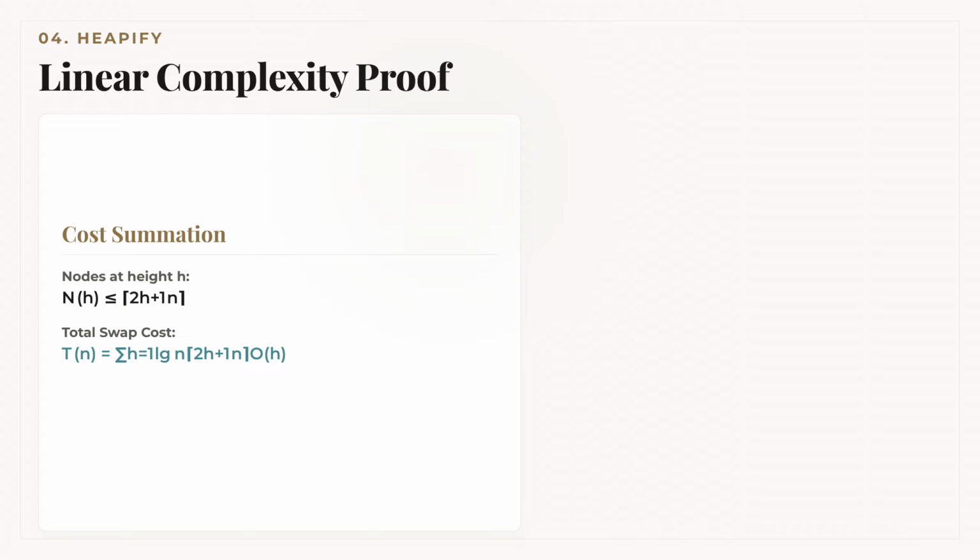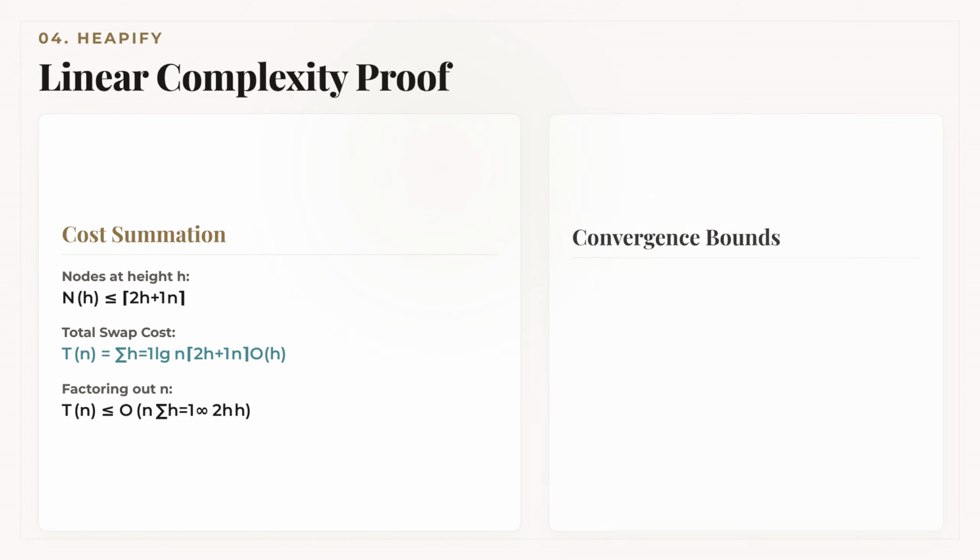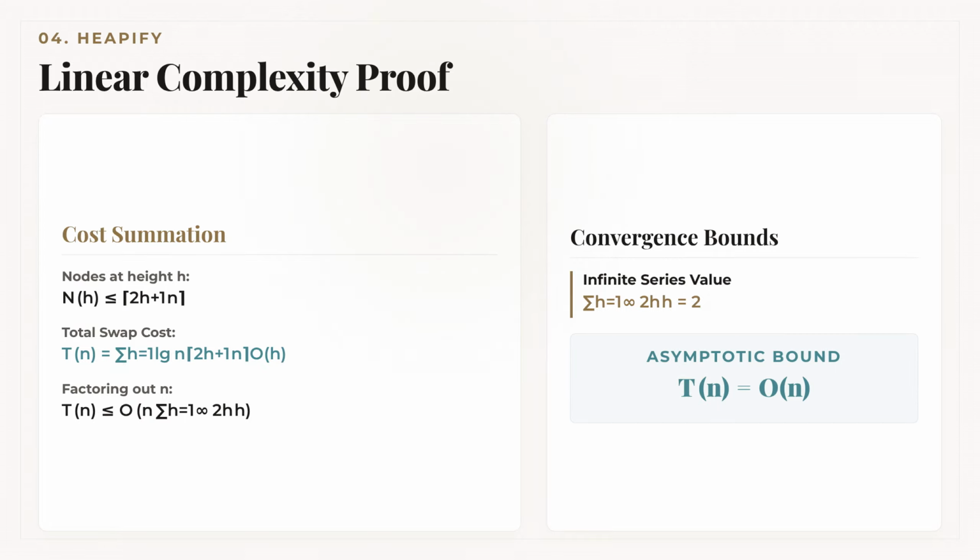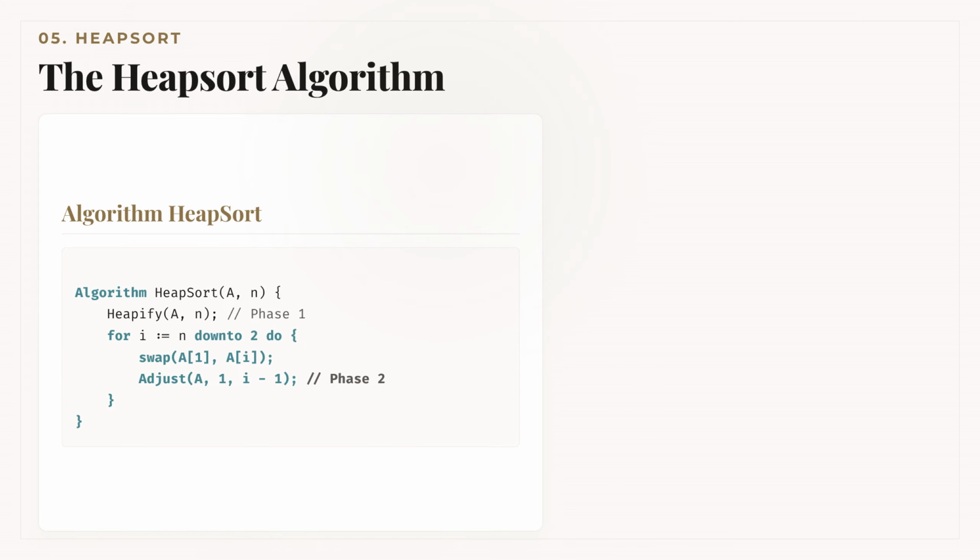Therefore, the total work is represented by a summation of height h multiplied by n divided by 2 raised to the power h plus 1. If we factor out n, we are left with a summation of h divided by 2 raised to the power h. As height approaches infinity, this infinite series converges to a constant value of 2. Thus, the total work is bounded by n divided by 2 multiplied by 2, which simplifies to linear time complexity. This makes bottom-up heapification an order of magnitude faster than repeated insertion in the worst case.